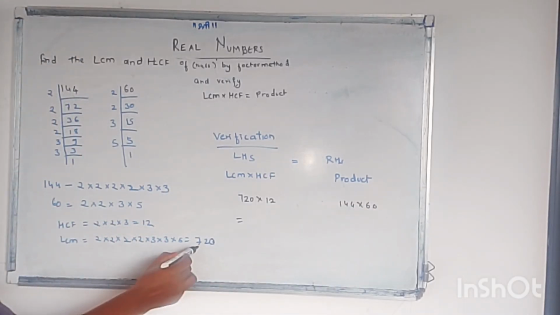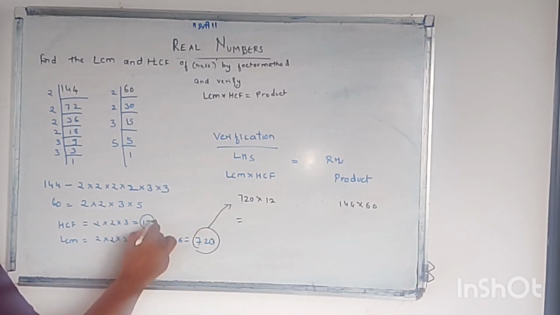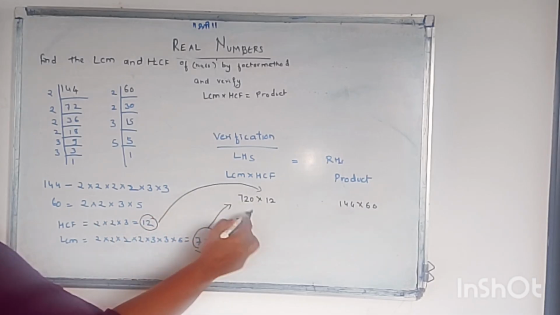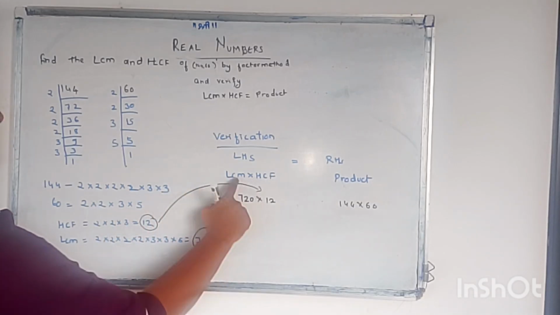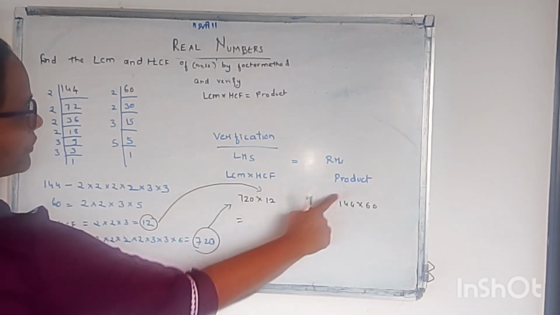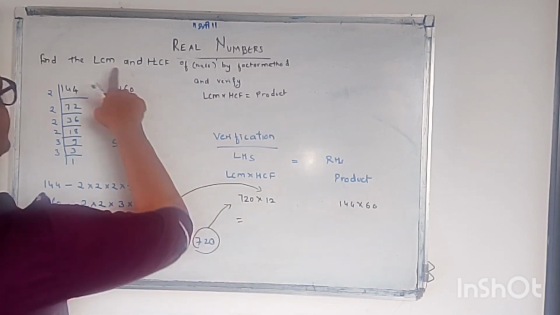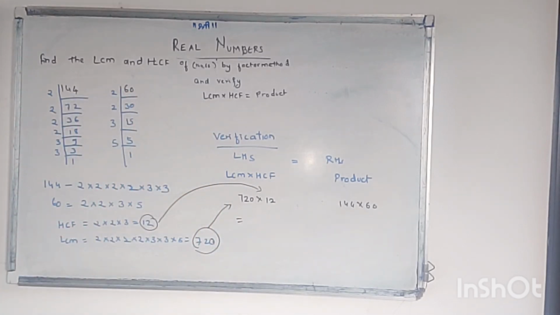So this is the LCM, this is the HCF. So we have to find the LCM multiplied by HCF, what you get, the product. If you multiply the initial numbers, what you get. Your left hand side should be equal to right hand side. Then only your factors are correct.